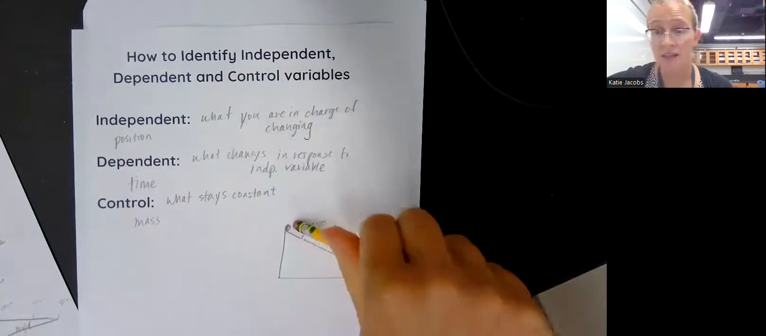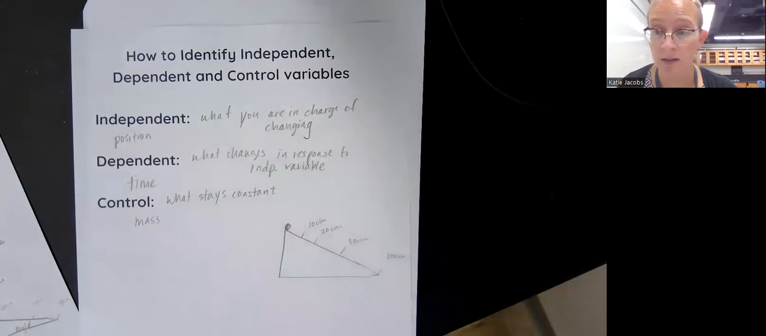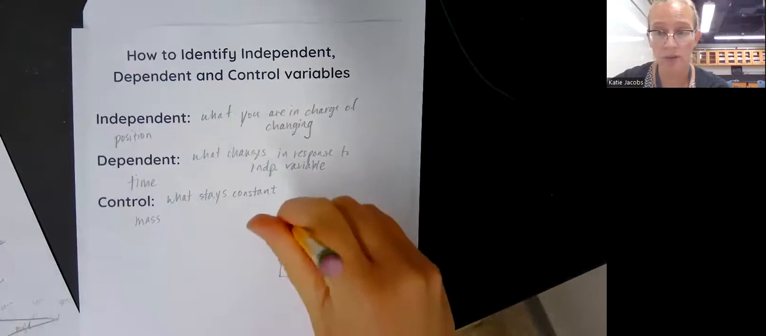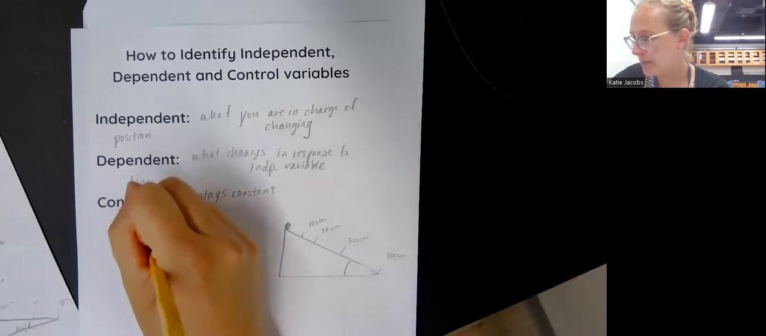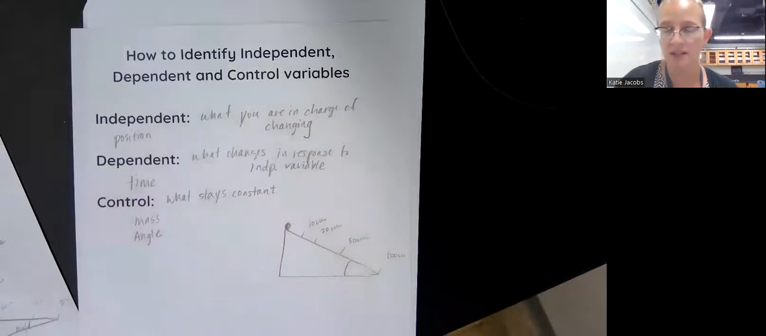If we wanted to see how mass affects time, that would be a separate experiment, and we would hold position constant. So in this case, we're holding the mass constant. I don't want to change the mass. I also don't want to change the angle of the ramp. I'm not seeing how angle affects time. I'm seeing how position affects time.